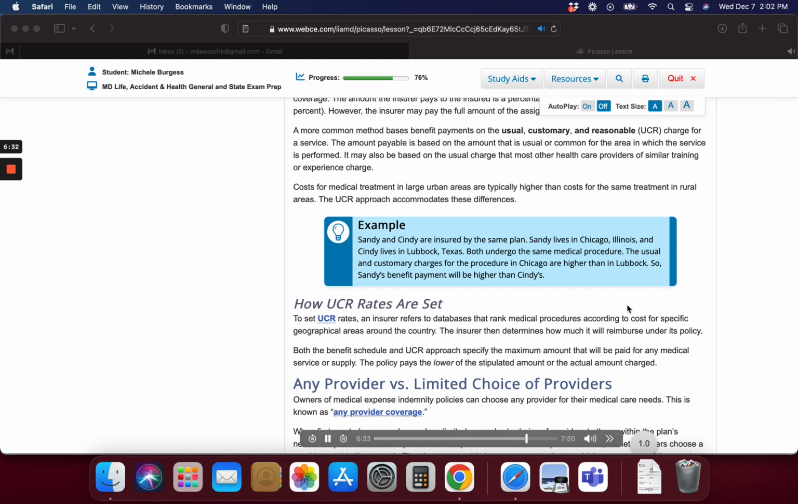For your review, medical expense indemnity policies reimburse the insured for the cost of covered medical care.